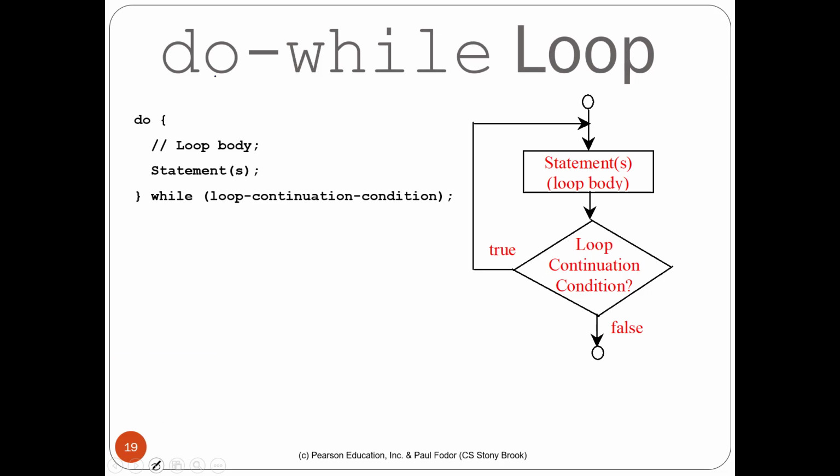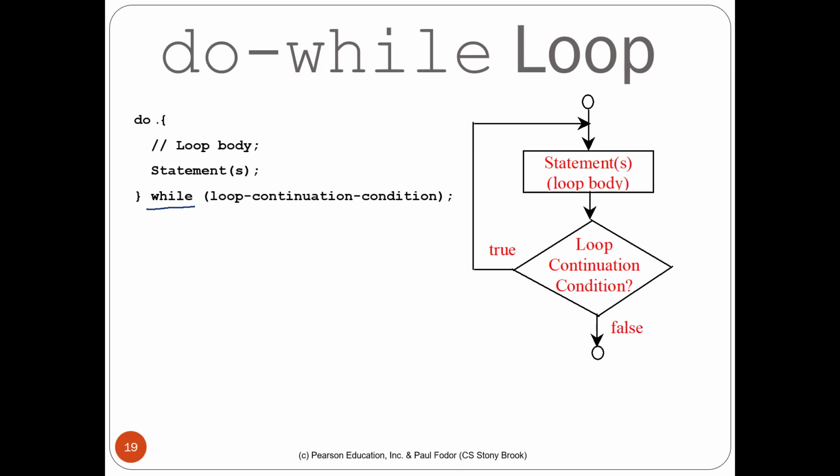Okay, so look at this structure, right? We have a do, and then there is the body of the loop, which is in between the opening and closing curly braces. So whatever you want to have in the loop body, you can keep in this block. After that, then you have while.